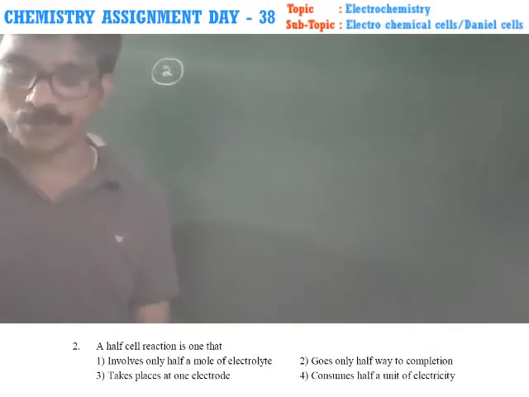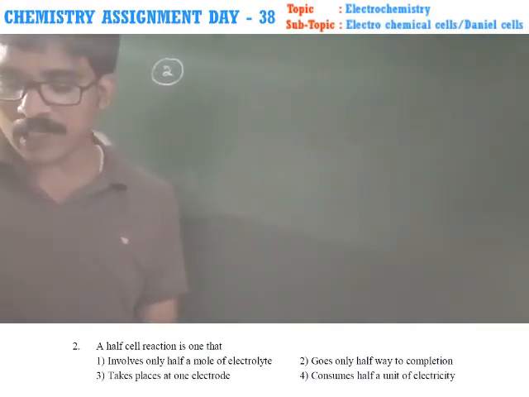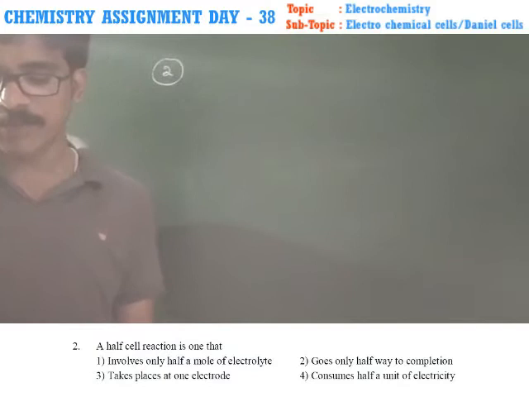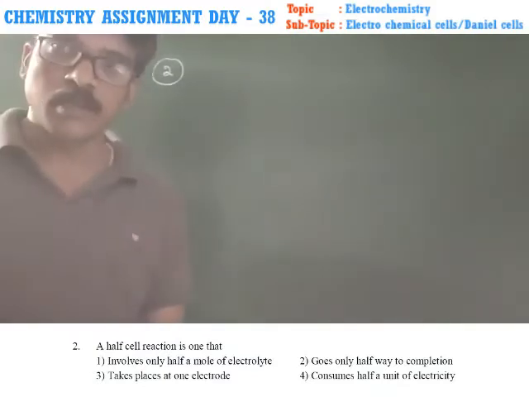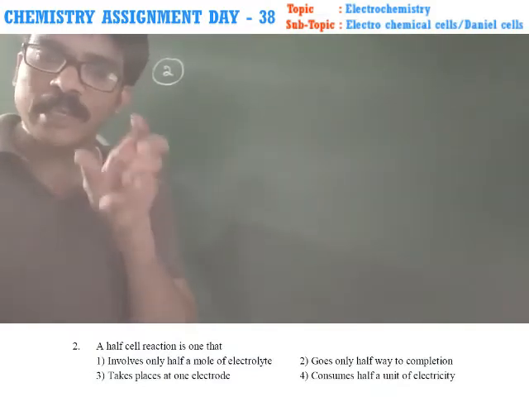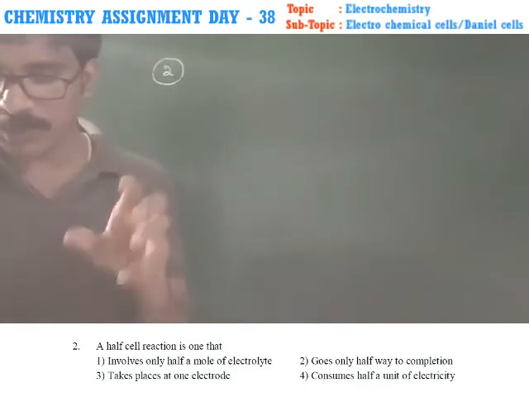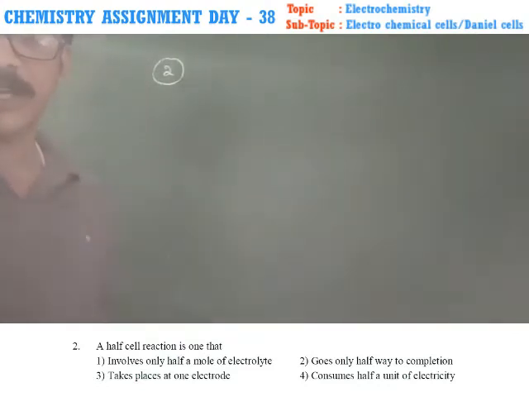Question number 2. A half cell reaction is one that... By observing the options, a half cell reaction means it takes place at one electrode. It takes place at one electrode is the correct answer.